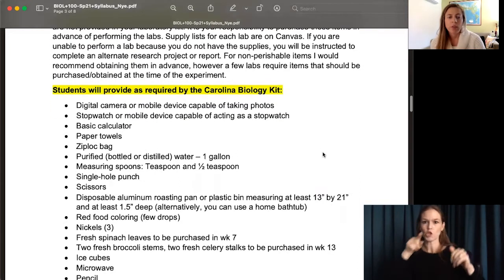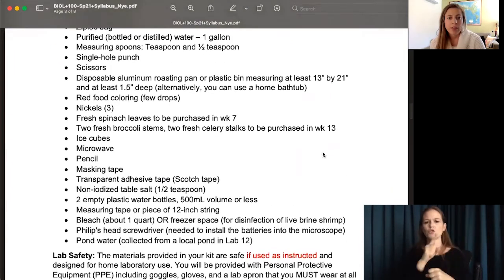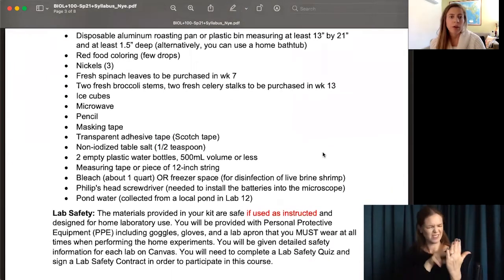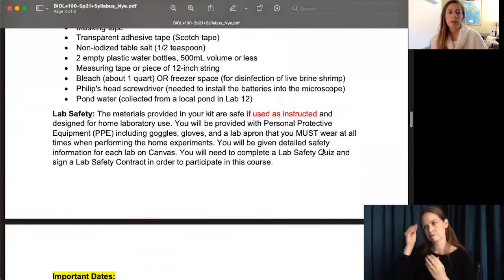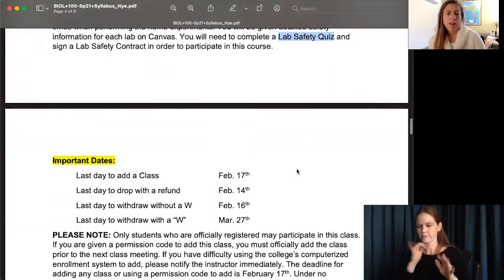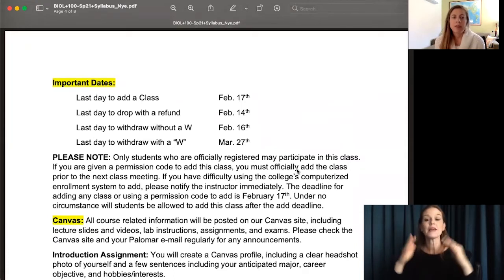Again, you want to look this over and make sure that there's nothing that you are concerned about. If there is something you are concerned about, I would recommend communicating with the professor as quickly as possible. He shares some information here about lab safety, and then he goes into important dates. This is definitely something you want to be aware of.